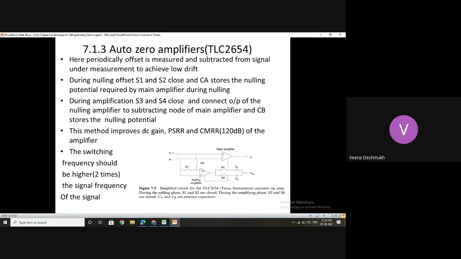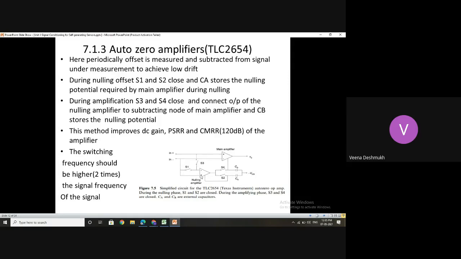So during nulling, S1 and S2 are closed. Just see here, from the negative terminal, the inverting terminal, here it is connected. So S1 and S2 are closed during the nulling. S3 and S4 are open. So what happens by doing this?